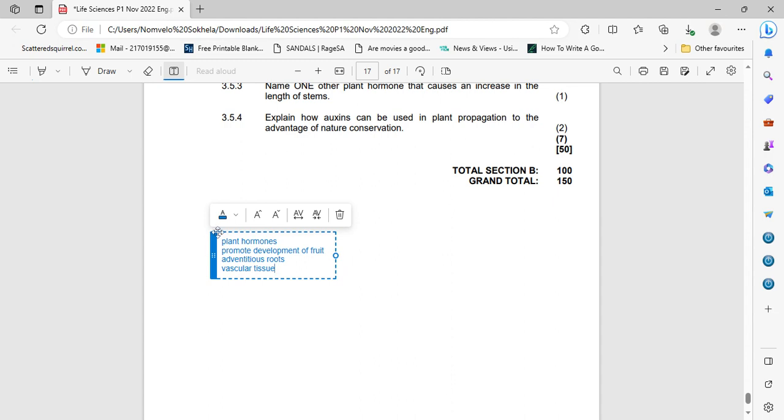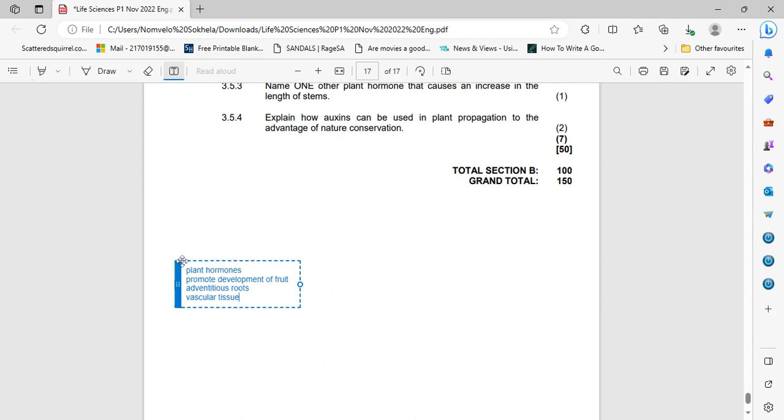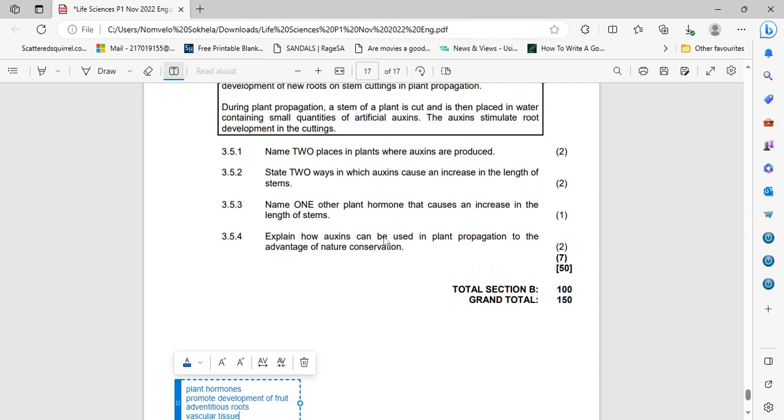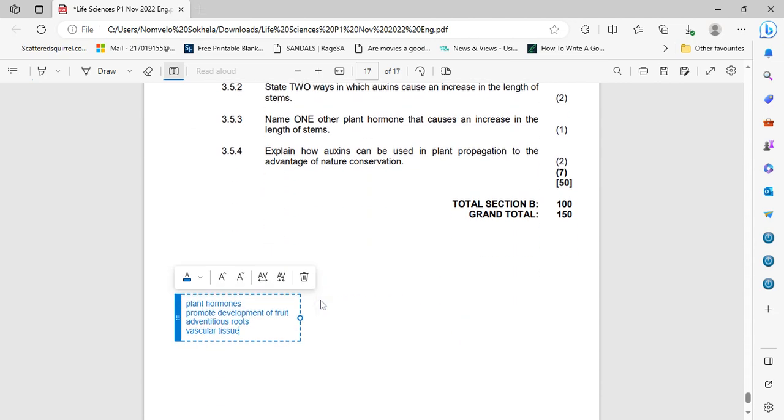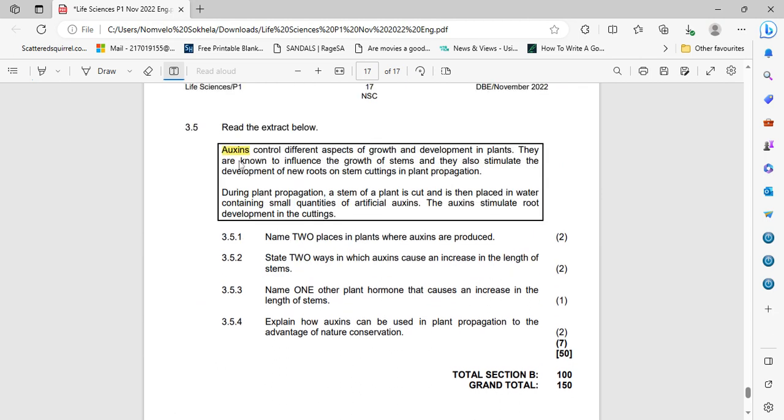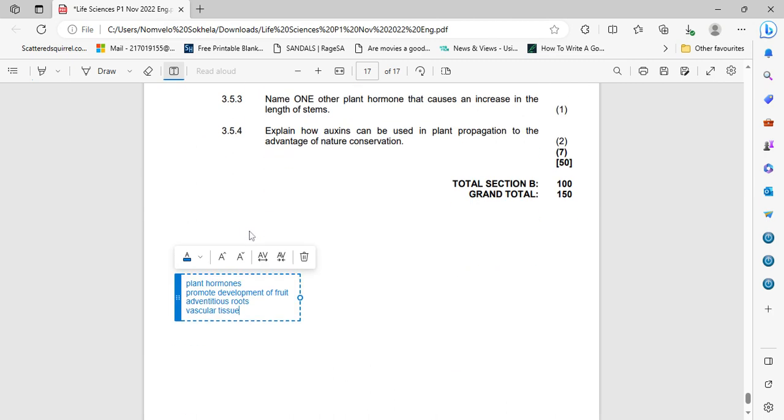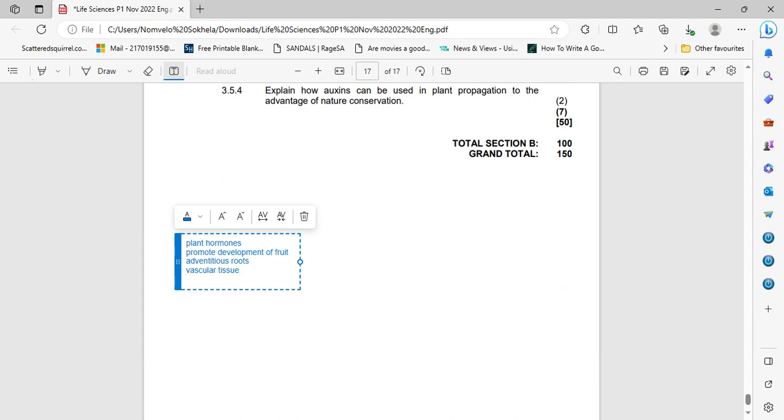It could be anything that you have learned in class, just to remind yourself, because you haven't started answering the questions, but you are just reminding yourself what auxins do. Okay, where are auxins produced? You start asking yourself that question. Remember that auxins are produced at the root tip and the growing point of stems. They are also responsible for what? Tropic movement.